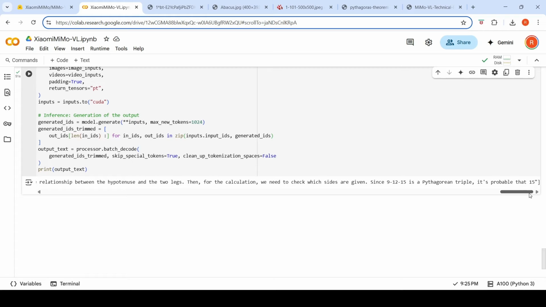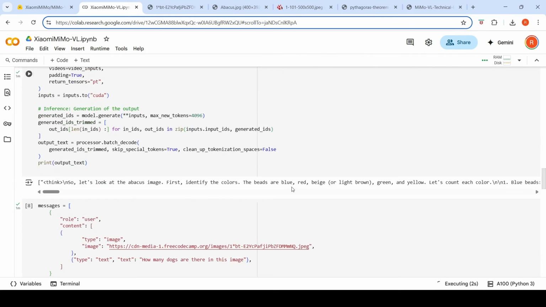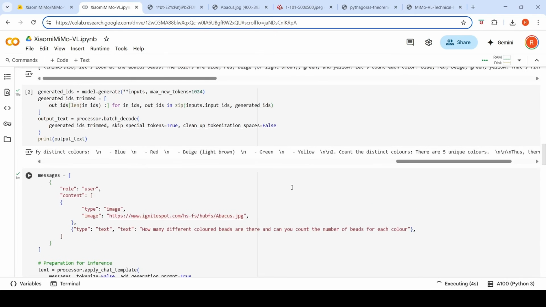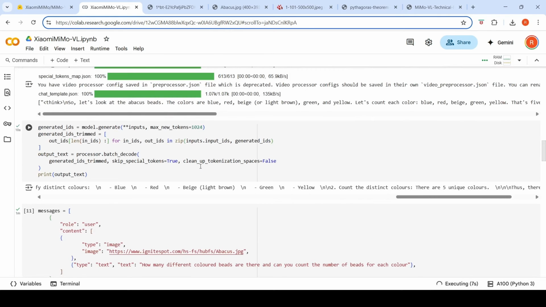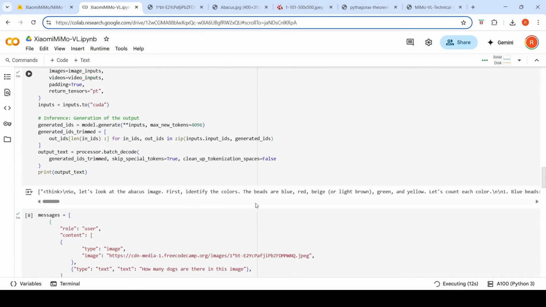It's a Pythagorean triple. It's probably that 15. Then for calculation, it's not able to really generate a proper answer over here with 1024 tokens. It understood that it's an image of the Pythagoras theorem. Maybe we'll increase it and see. Now let's go back to our first thing where we increased the number of tokens, basically the token size, and let's see where we had it over here, right?